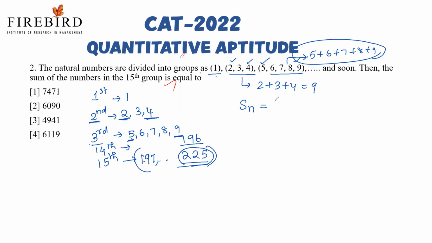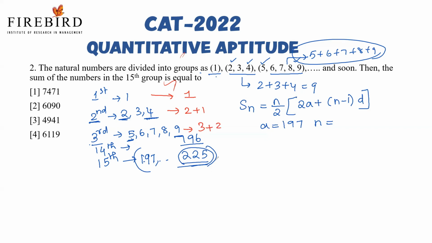So this series is an arithmetic progression. For arithmetic progression, the sum of n terms formula is n by 2 into 2a plus n minus 1 into d, where a forms the first term, which is 197, and n forms the number of terms. To find the number of terms, I'll show you the difference. The first group has 1 element, and the second group has 3 elements, which is nothing but 2 plus 1. The third group has 5 elements, 3 plus 2. Similarly, in the 15th group there will be 15 plus 14, 29 elements. So you should substitute n value as 29, and the difference we know is 1.